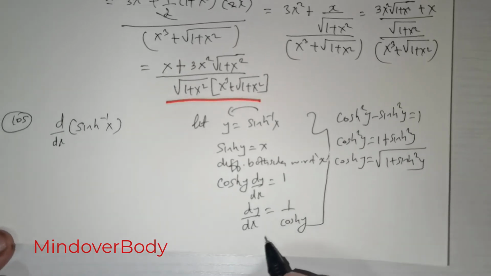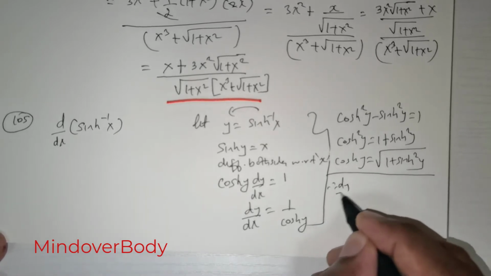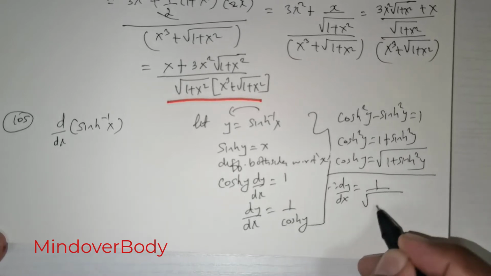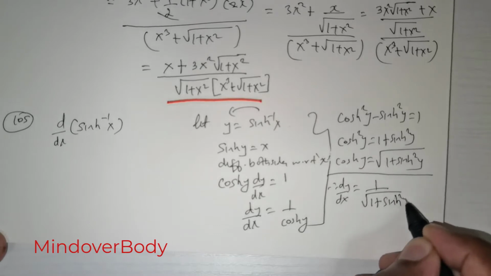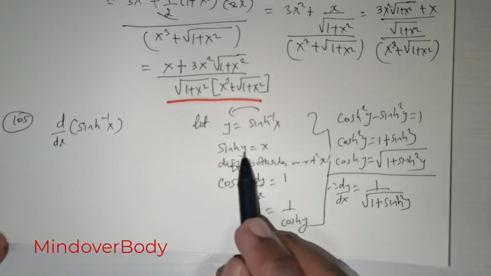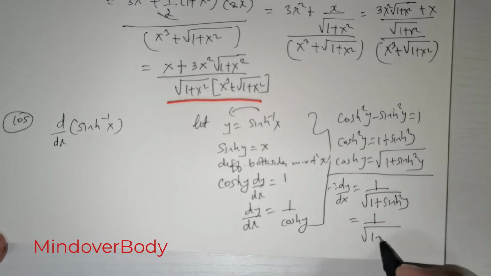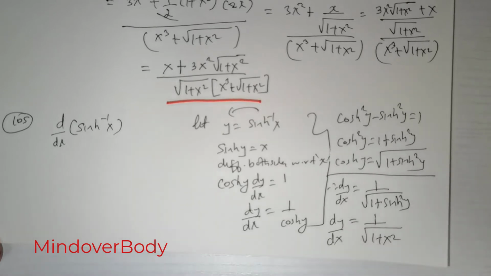Now dy over dx is equal to 1 over cos y. So therefore dy over dx is equal to 1 over, in place of cos y I'm going to write it as root of 1 positive sin squared y. But sin y is equal to x, so this is going to be 1 over root of 1 positive x squared. So this is my dy over dx.